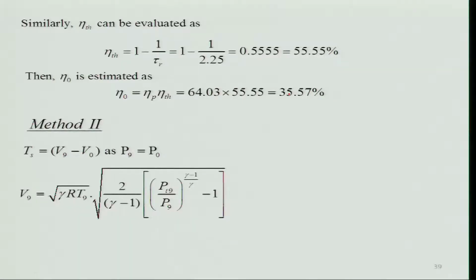So what we will do, we will basically look at specific thrust is equal to V9 minus V0, right? And of course we are assuming P9 equals P0. What is this V9?